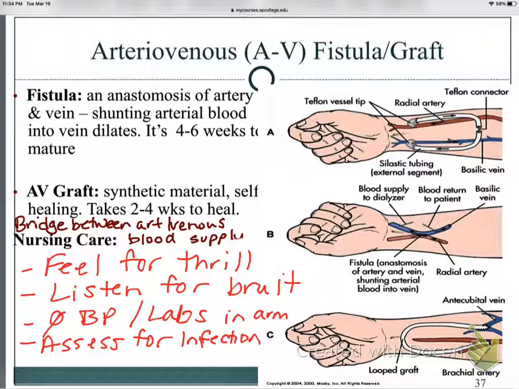So these ones are pretty good. The fistulas are good for patients that have peripheral vascular disease, diabetes. Sometimes if they've been drug abusers, these are a better option than the grafts.